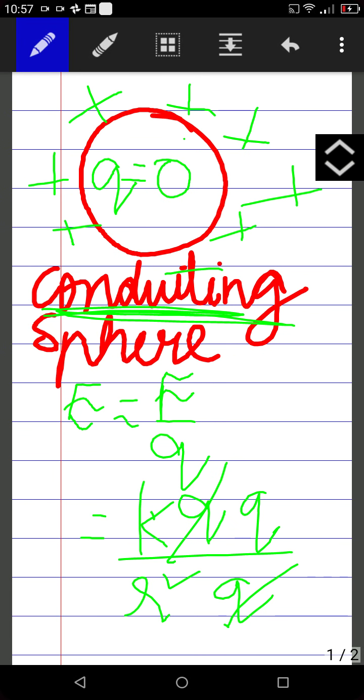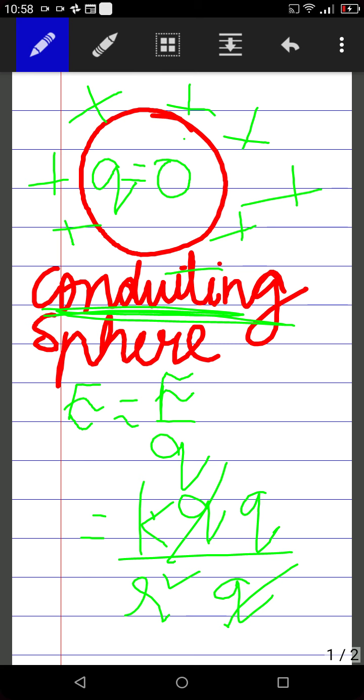In case of a conducting sphere, the charge is distributed only at the surface. So inside the sphere, the charge is 0. We know the formula E is equal to F by q. F is equal to kQq by r square.